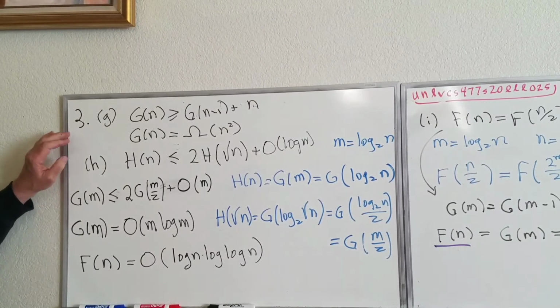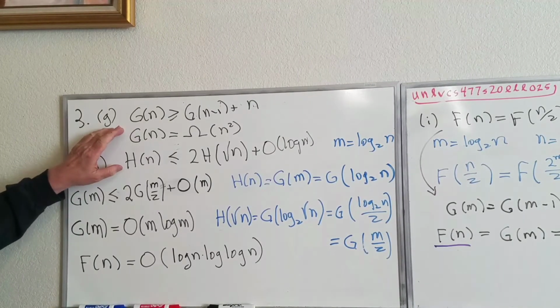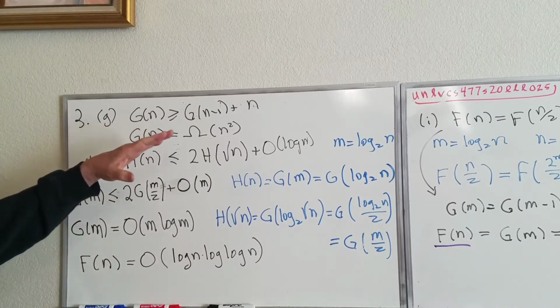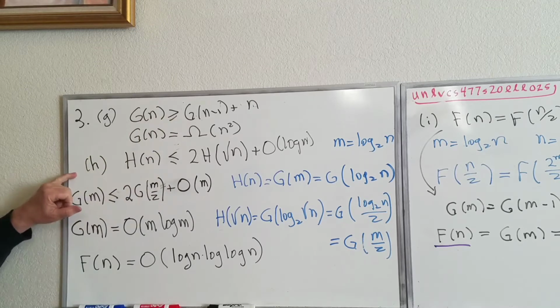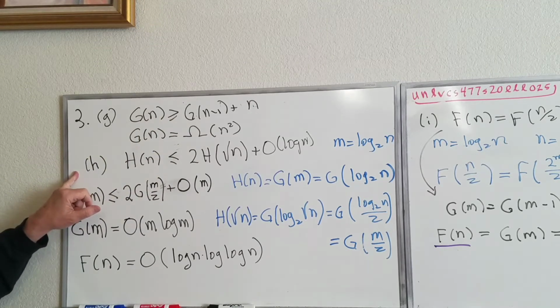All right, the next one is a simple antiderivative. The antiderivative of n is n squared. It's omega because that's greater than or equal to. H is more complicated. You have to do a substitution.